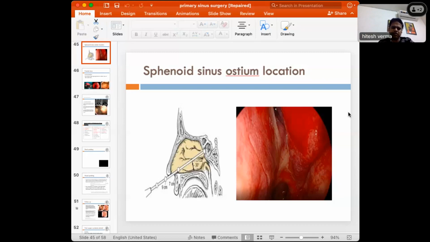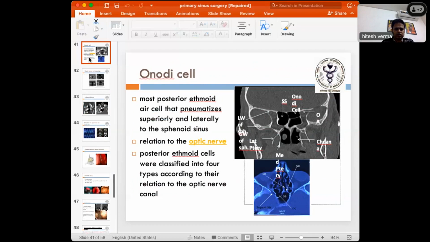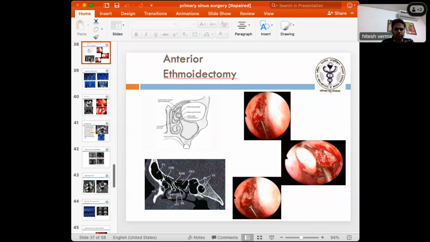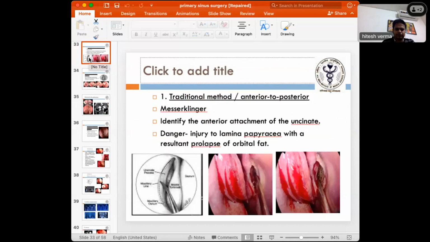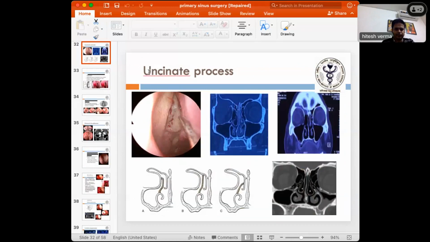Uncinate process attachment anteriorly, like in this photograph. In this photograph, what we can see is the uncinate process on the right side. It attaches laterally to the lateral nasal wall. Posteriorly is a free edge, and the space between the free edge and the bulla ethmoidalis is the hiatus semilunaris. Inferiorly it attaches at the level of the inferior turbinate. Superiorly there is a variable attachment: one is with the lamina papyracea, the other is the skull base, and the third is with the middle turbinate.